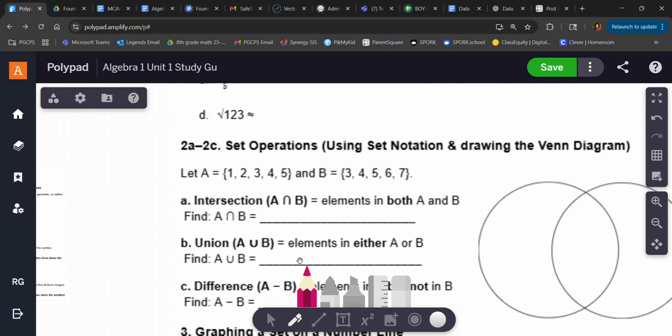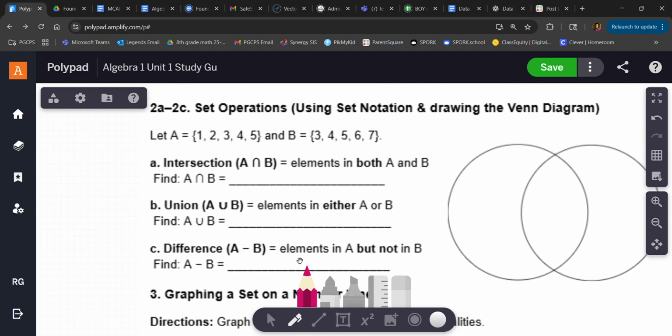Moving forward to set operations, looking for the intersections, unions, and differences. Now, the hardest part of this for students was learning the math lingo. However, once they learned the lingo, this was actually pretty easy. The intersection is looking at, in set A, these numbers, and set B, these numbers. So for set A and B, we can label our Venn diagram. The intersection is the numbers that both sets have in common. So they both don't have 1 and 2. However, they both have 3, 4, and 5. So it's where the numbers intersect.